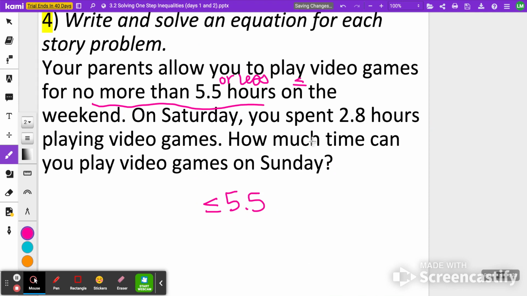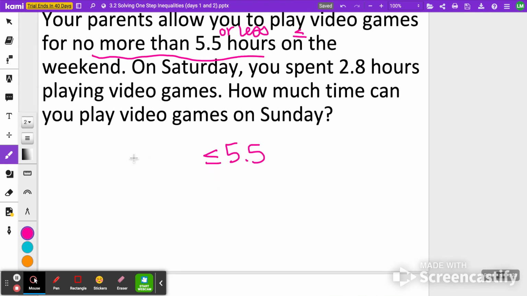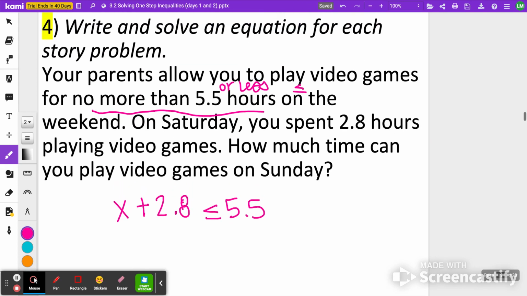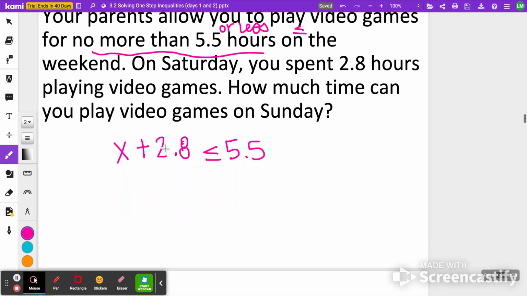On Saturday, you already spent 2.8 hours, so how much time can you play video games on Sunday? This just means if I add Saturday's plus Sunday's together, it should be no more than 5.5. So I should write this inequality as x plus 2.8 is less than or equal to 5.5.